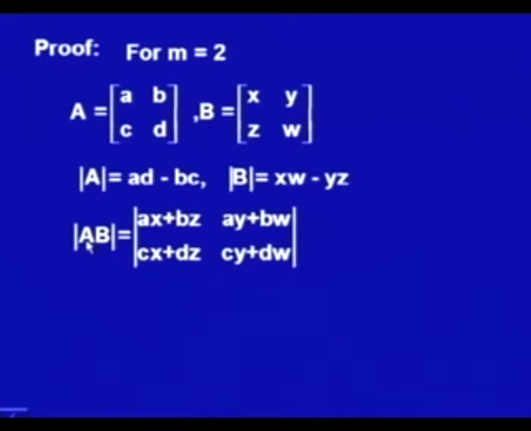However, the determinant AB will be, first take the product and then take the determinant. This means the product of these two matrices: the first row first column element will be ax plus bz. This element is obtained by multiplying a, b by y, w, and this element is cx plus dz, and finally the last element will be cy plus dw. So, this is determinant AB.